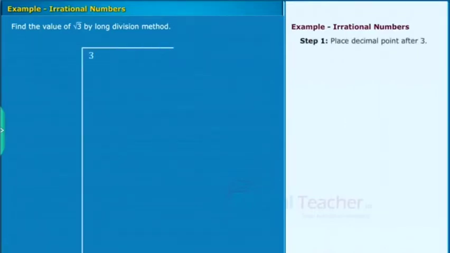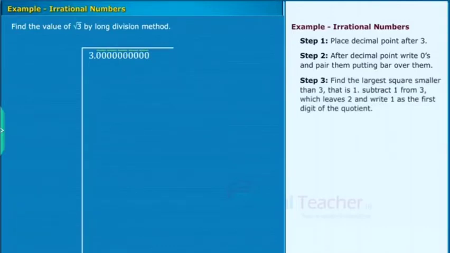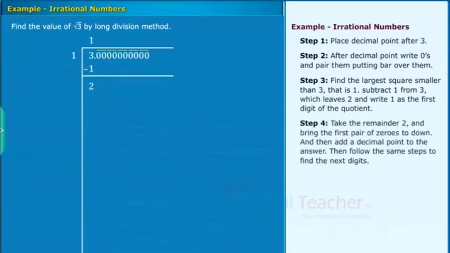Step 1. Place decimal point after 3. Step 2. After decimal point, write zeros and pair them putting bar over them. Step 3. Find the largest square smaller than 3, that is 1. Subtract 1 from 3, which leaves 2, and write 1 as the first digit of the quotient. Step 4. Take the remainder 2 and bring the first pair of zeros down, and then add a decimal point to the answer. Then follow the same steps to find the next digits.